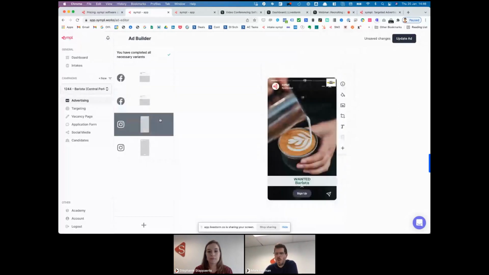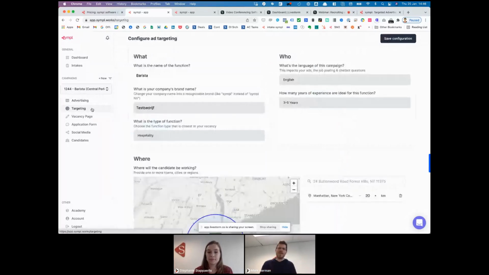You can make it all in different formats as is needed for this campaign, and then you can actually use our data here. So, for instance, if you put in the vacancy, you can then choose from all the data we have from previous vacancies. In this case, you would choose hospitality to continue.